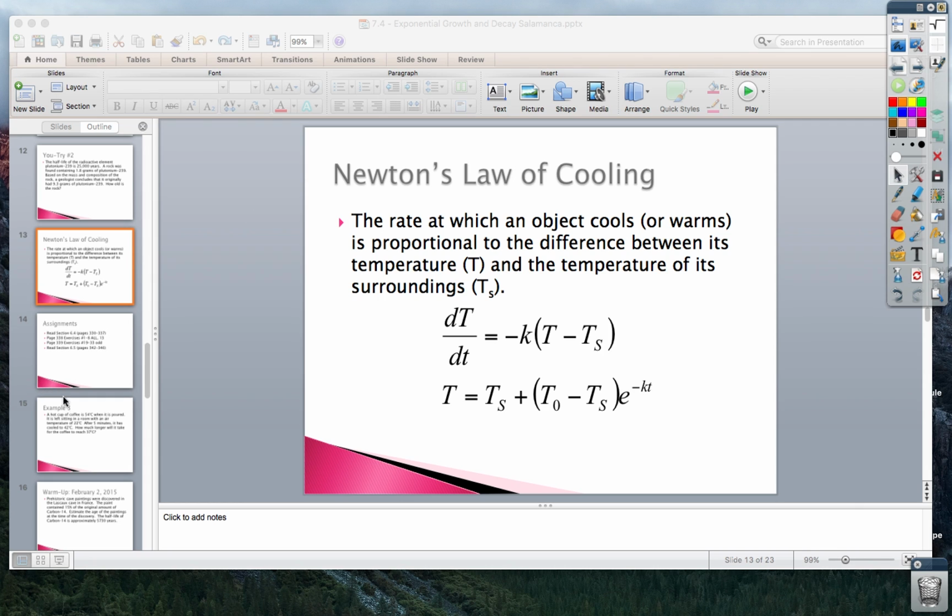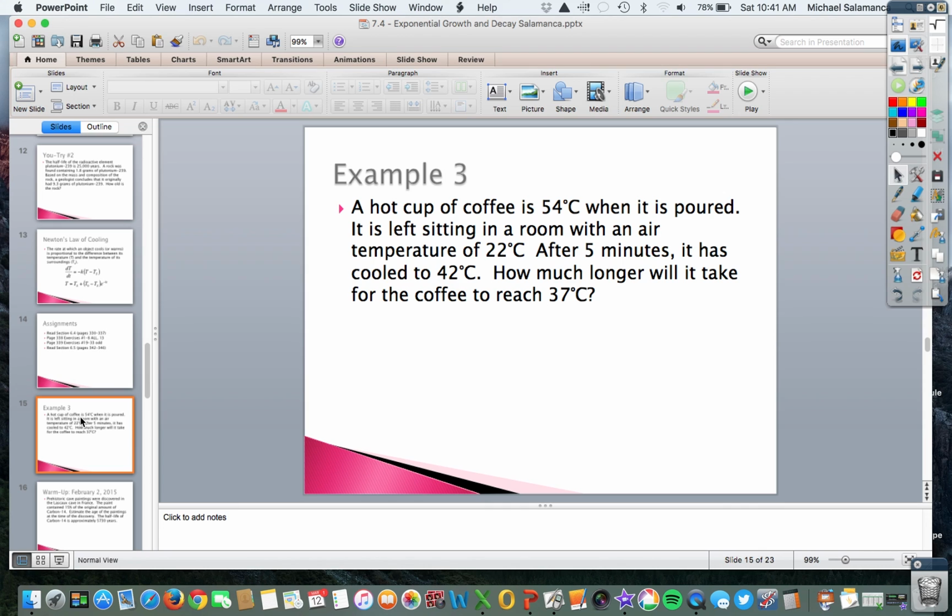So let's look at this example. A hot cup of coffee is 54 degrees when it is poured. It is left sitting in room temperature with an air temperature of 22 degrees Celsius. After 5 minutes, it is cooled to 42 degrees Celsius. How much longer will it take for the coffee to reach 37 degrees?